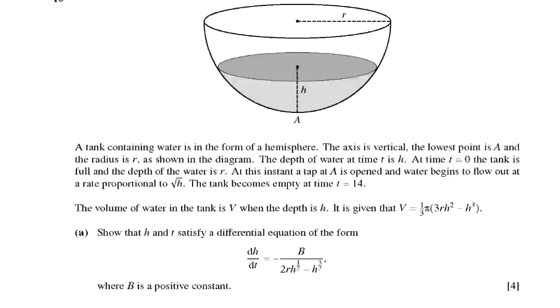Part A, show that h and t satisfy a differential equation of the form dh/dt is equal to negative b, where b is some constant, divided by 2rh to the half minus h to the 3 on 2, where b is a positive constant.